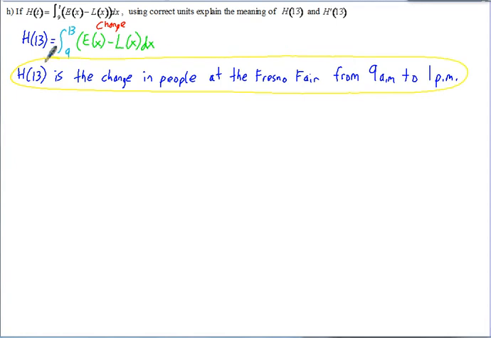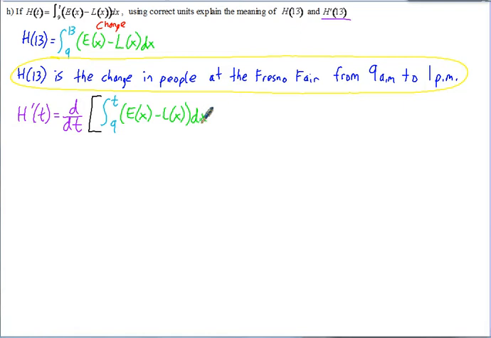Now to get h prime of 13, well, before we can find h prime of 13, we need h prime of t. So let's go ahead and find that first. H prime of t means you have to take the derivative with respect to t of this whole integral here. And then just remember, when you have the derivative of an integral, remember that's where you use the second fundamental theorem of calculus, since those are inverse operations.